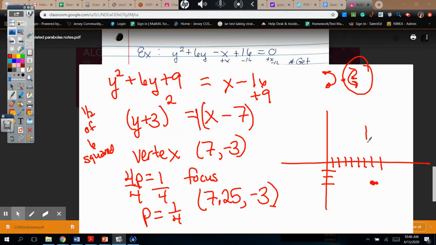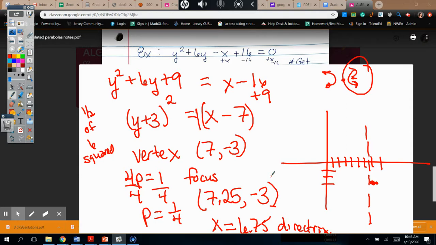So one of those places stayed the same. The directrix will be 1/4 the other way. This time it is x equals a number. And it was, if you remember, at 7, but now I'm going to the left, so that's going to be 6.75.